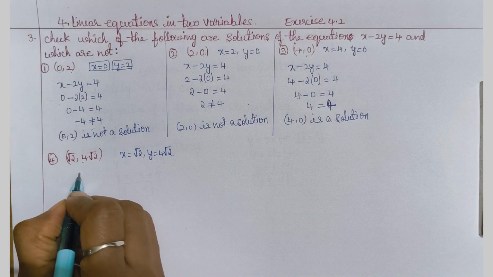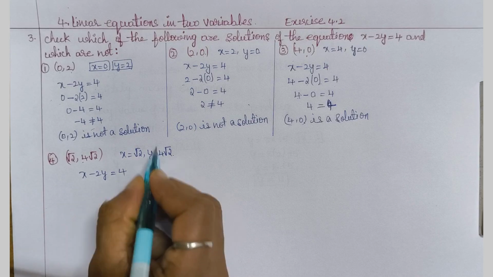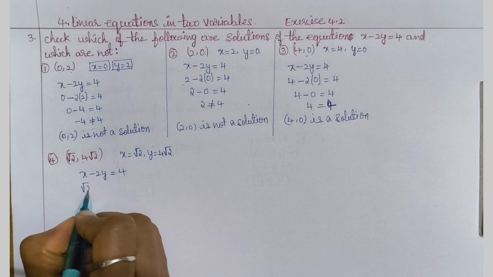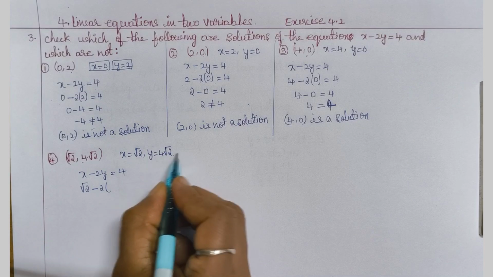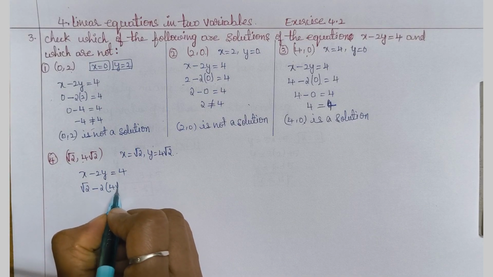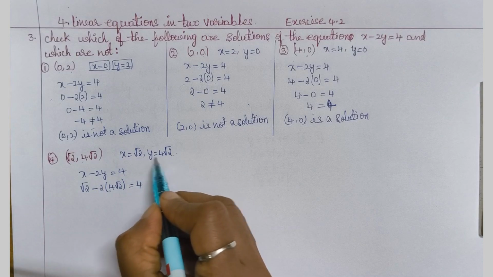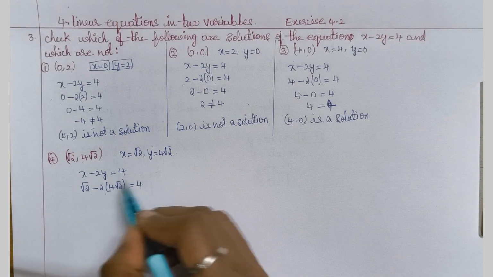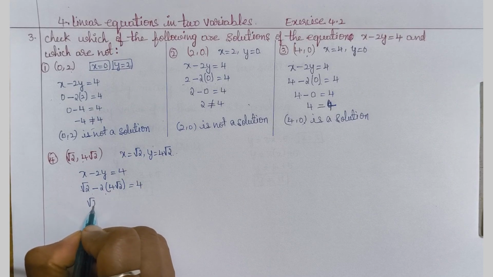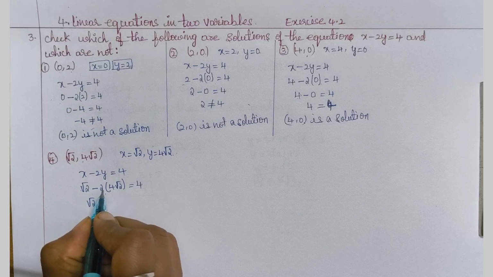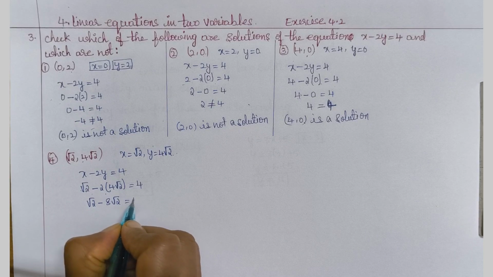Same equation I am writing: x minus 2y is equal to 4. What is the x value? Root 2. Minus 2 into the y value, 4 root 2, is equal to 4. The x value is root 2. 2 into the y value, 4 root 2. Now see here, root 2 minus, you can multiply, 2 fours are 8 root 2, is equal to 4.